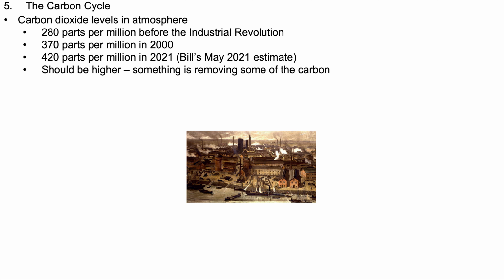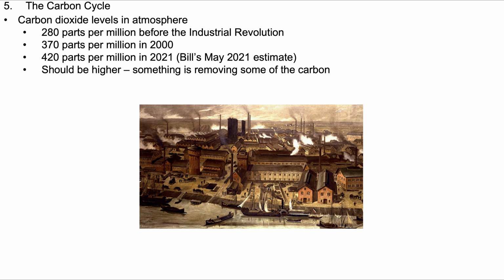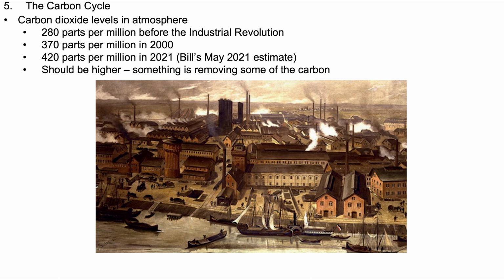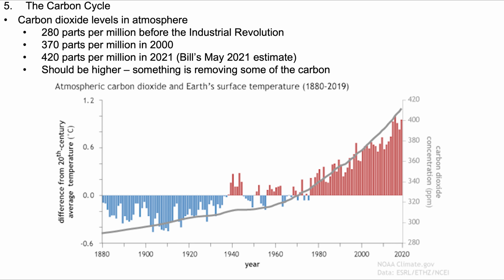This brings us to the carbon cycle. It's one of the main drivers of climate variability in the modern world, in the human world, in the Anthropocene, as we call it. Carbon dioxide levels in the atmosphere have varied from around 275 parts per million before the Industrial Revolution. That would be looking back to the 1840s or so.